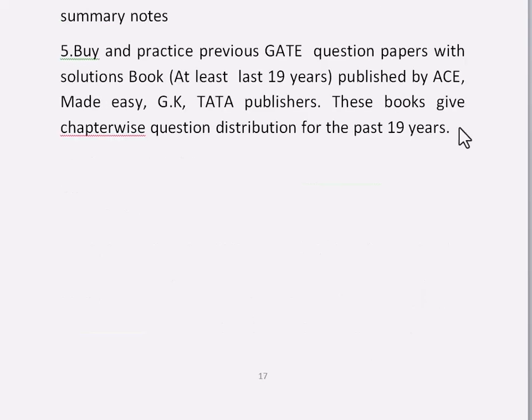In addition to this, register for a test series with any GATE coaching center for practicing, for sharpening the brain.